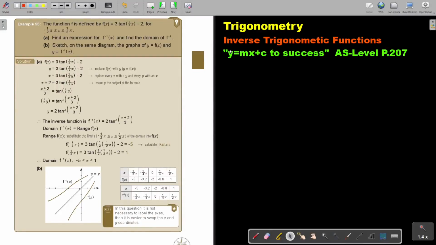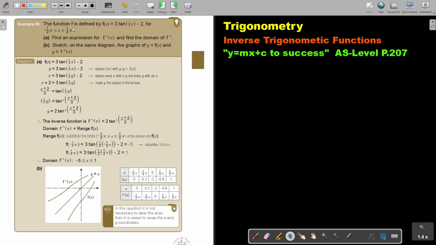In this video, we will continue with inverse trigonometric functions. You will find this on page 207 in the Namibian AS-Level Mathematics textbook, y equals mx+c to success. Let's look at another example, and this is a typical exam example.